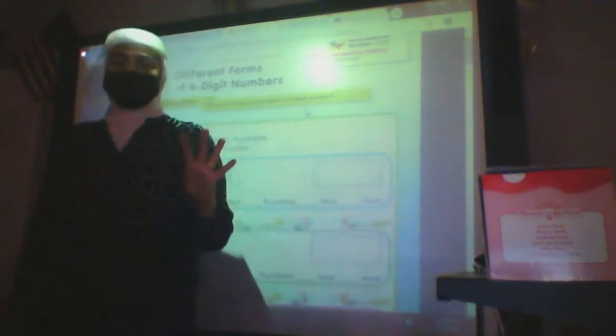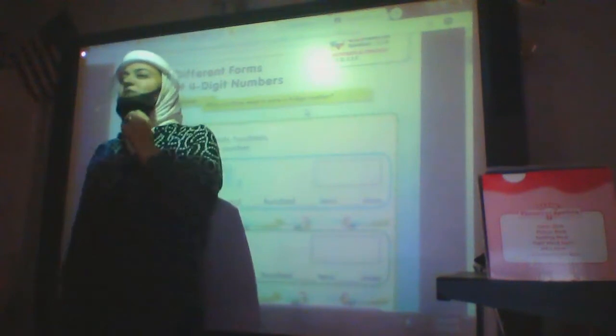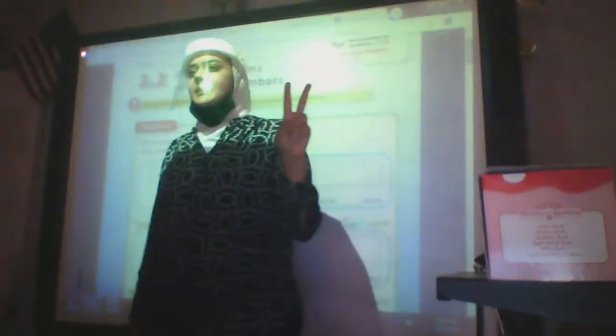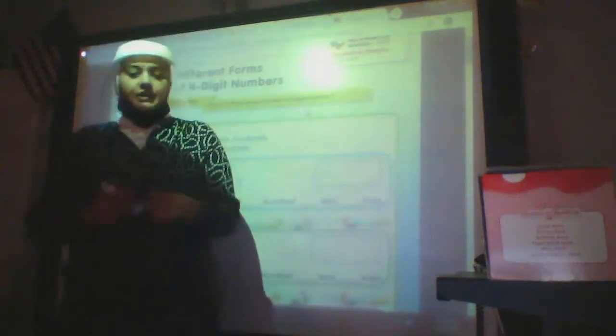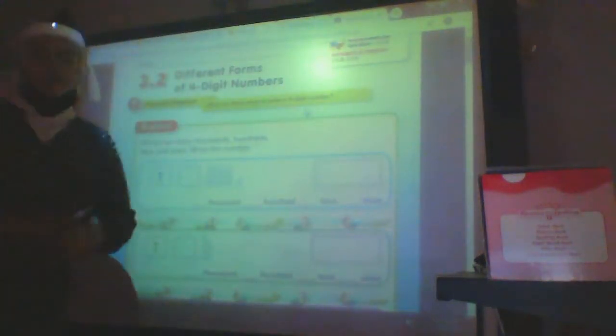Okay, so we're working on different forms of four-digit numbers. When we have four-digit numbers, that means we have a ones, tens, hundreds, thousands place. Very good. Okay. So everybody show me with your hands. We have ones, tens, hundreds, thousands. Very good. Okay. So let's read.